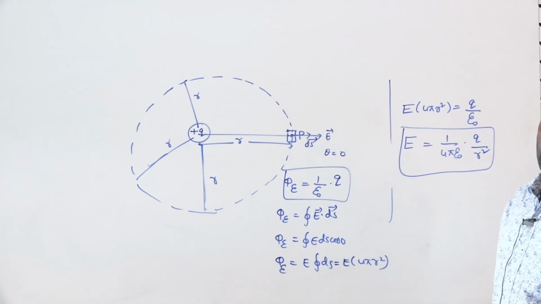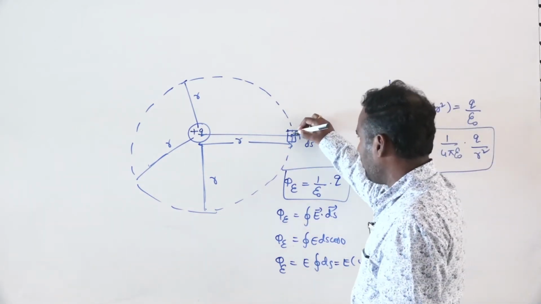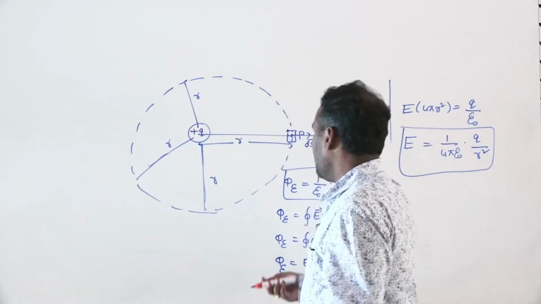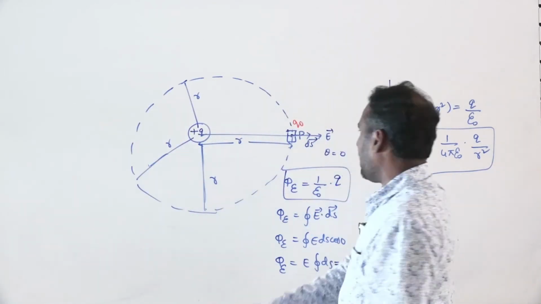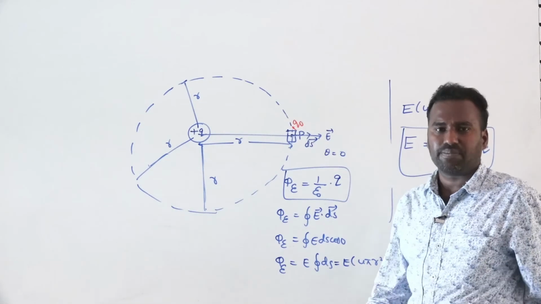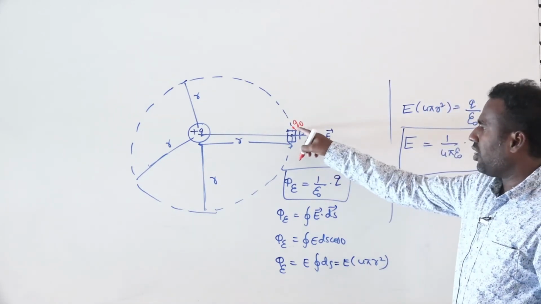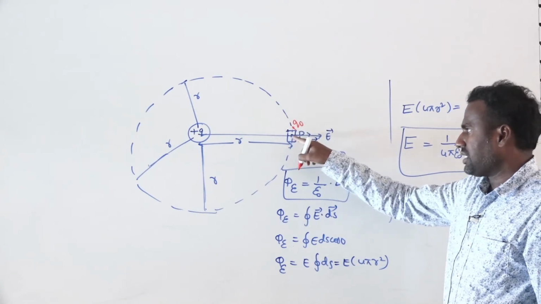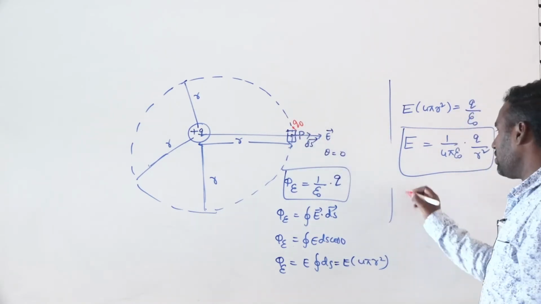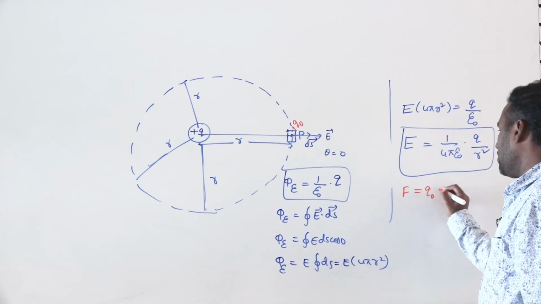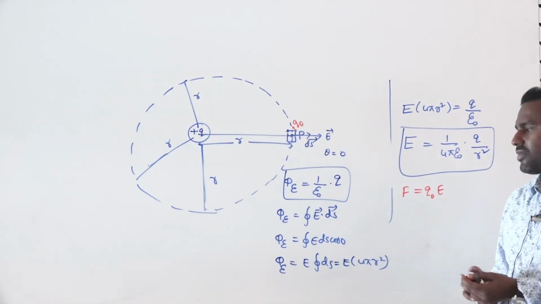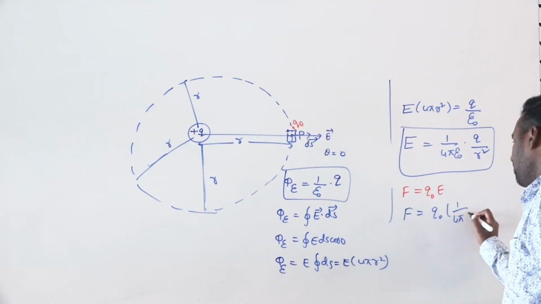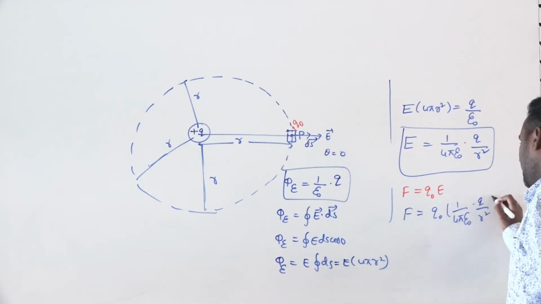Suppose the question asks you to derive Coulomb's law from Gauss law. At the point where you are going to find the electric field, if I place a point charge q naught, a small positive test charge, then on this plus q naught the force acts in the direction of the electric field. So force is equal to q naught into E. Then the electric force is equal to q naught into 1 by 4 pi epsilon naught q by r square.